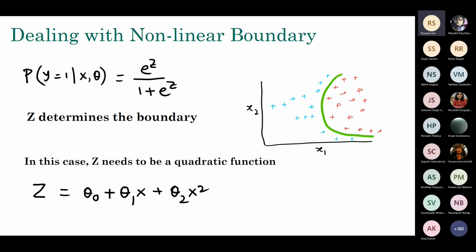Excuse me, sir. Yeah, please. Sir, in this example, isn't it theta naught plus theta 1 x1 plus theta 2 x2 square? Actually, this should be y, not x. This is a univariate function, so there is x, and there is y. Just a mistake here. Thanks for pointing that out.